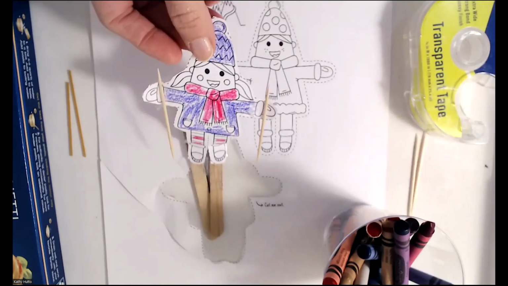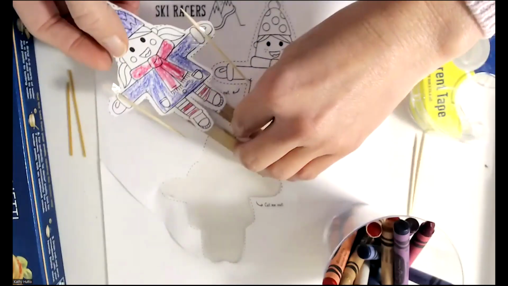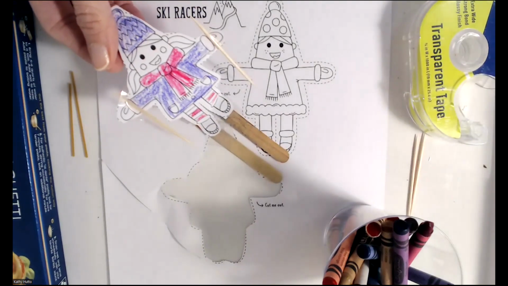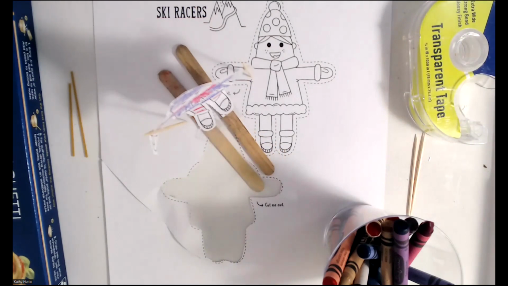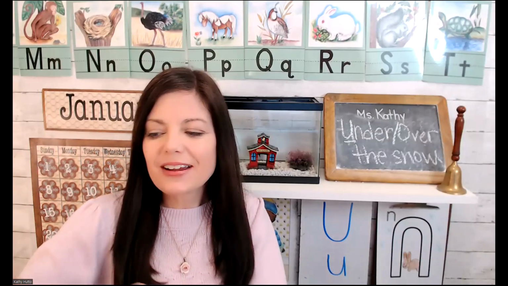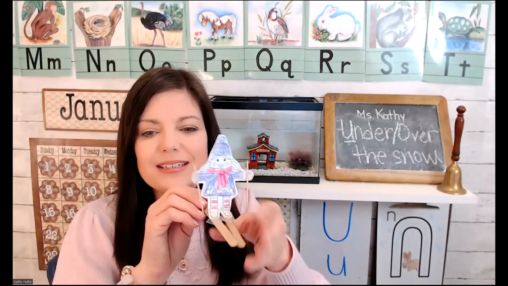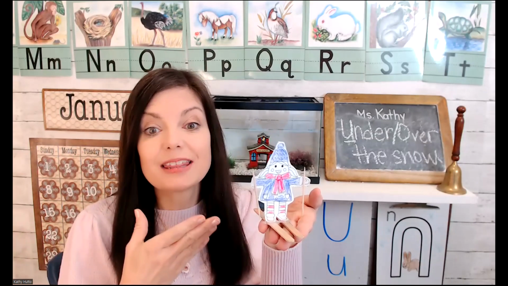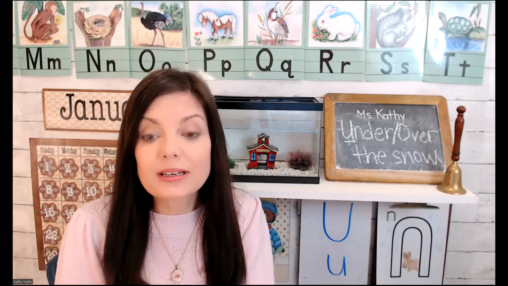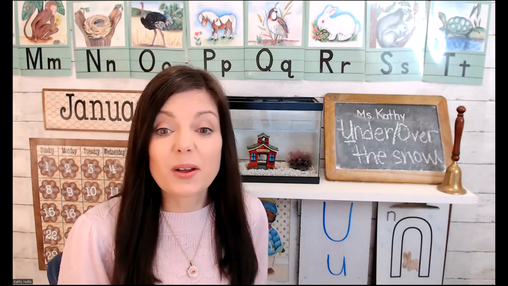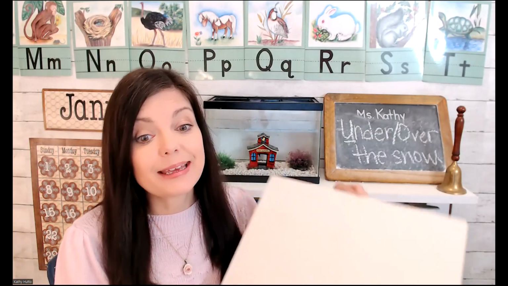We made a little ski racer. We're going to take her back to the classroom, and we're going to do a little fun activity for science with inclined planes. Well, here is my little ski racer. You can make both of them if you want to, and you could really let them have a race because we're going to make an inclined plane. Now, that might sound like something complicated, but actually it's not.